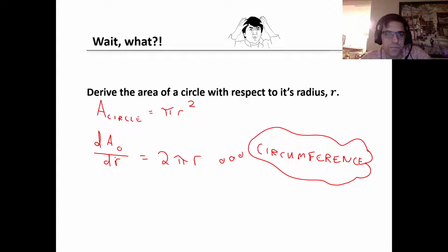Did you know, how do you say this? The perimeter of a circle, or the circumference, is the derivative of the area of a circle. Think about it. Area of a circle, pi r squared. Perimeter of a circle, or the circumference, 2 pi r. That's just a power rule. Yeah? Mind blown? So using calculus language, if the area of a circle is pi r squared, then the derivative of the area of a circle with respect to the radius is 2 pi r.